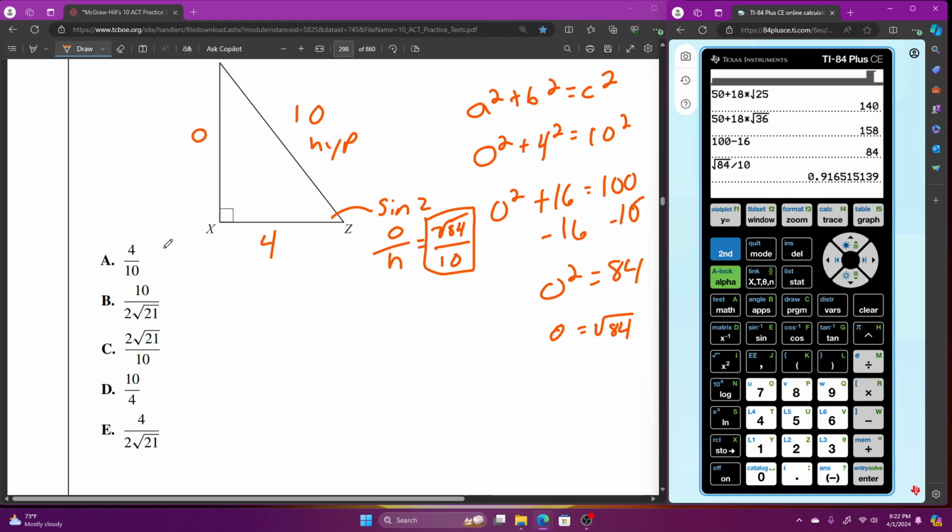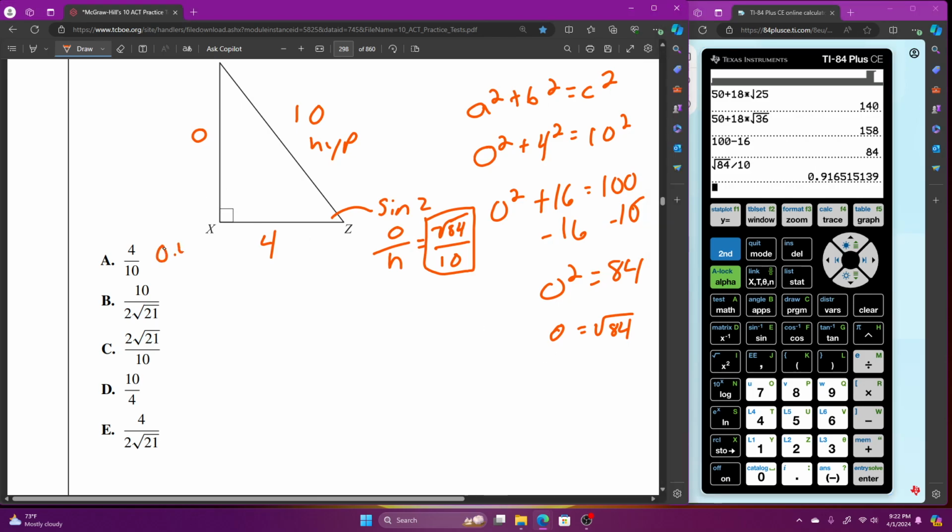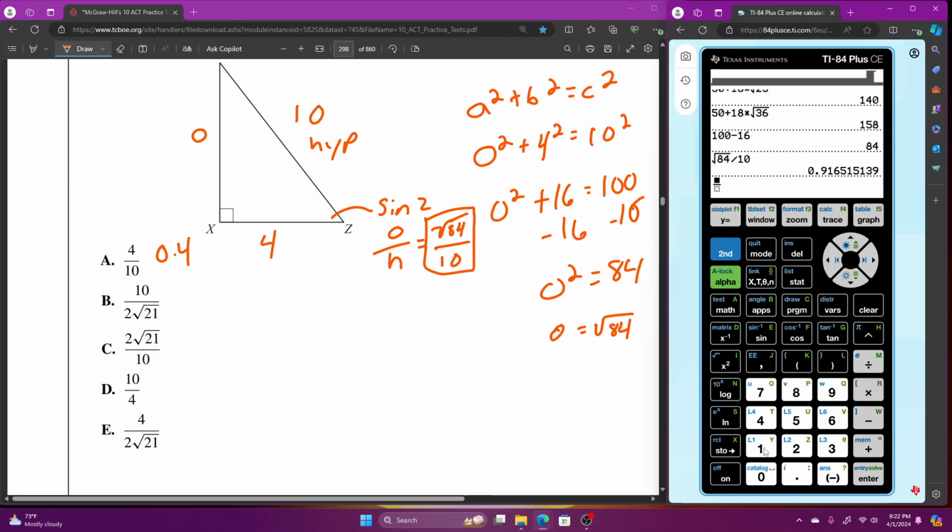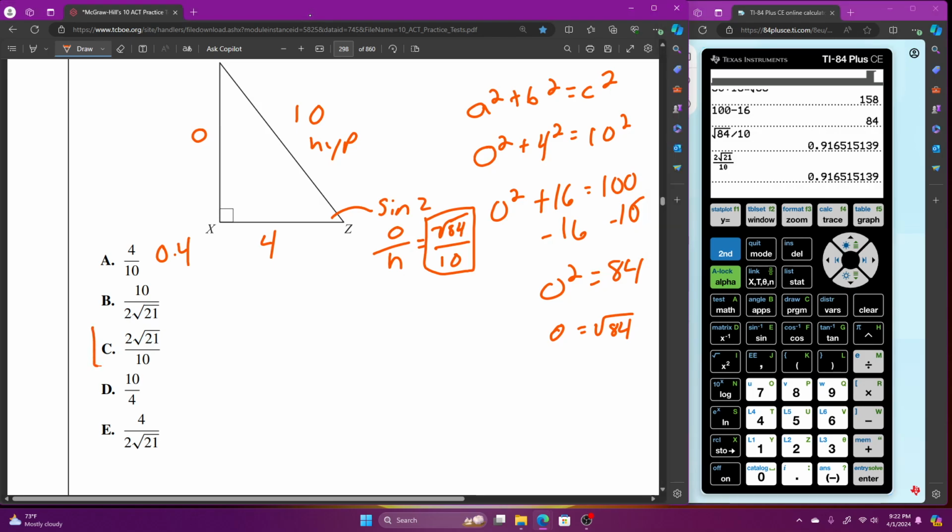And I know this one's going to be 0.4. Looks like this. They have it upside down. So I'm going to go straight to C and check that one. Put in my fraction: 2 square root 21 over the hypotenuse 10. We got our match. It is C. And I would just guess and check. Check any of them. Find the one that's a match for 84 divided by 10, square root of 84 divided by 10.